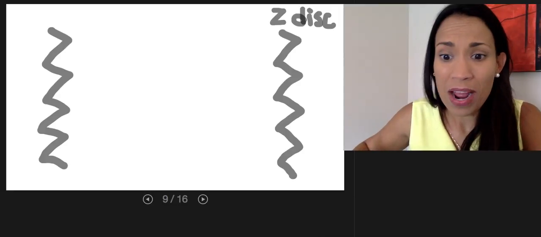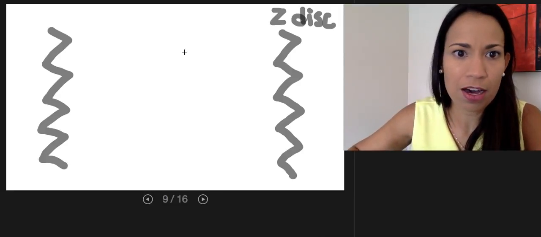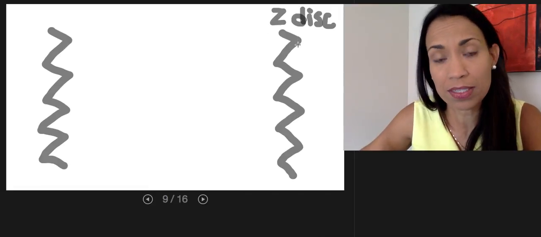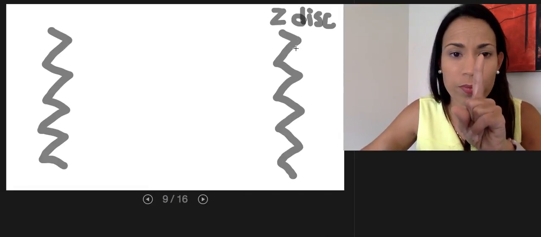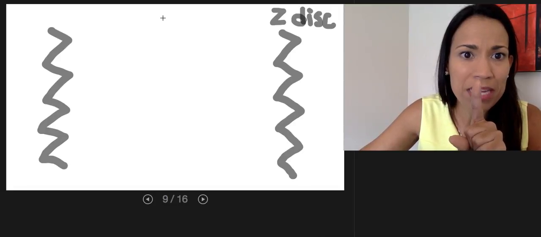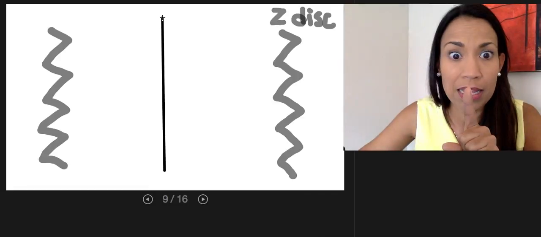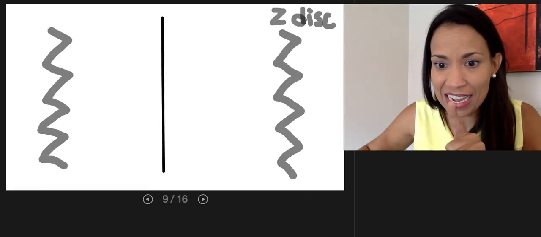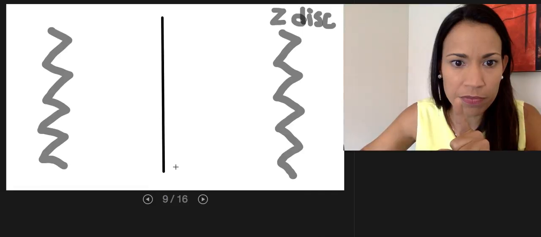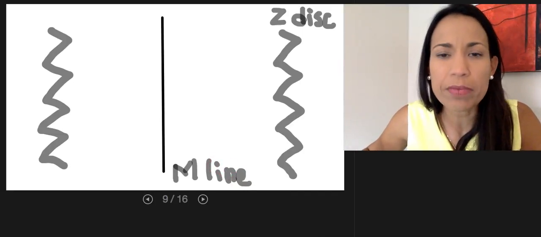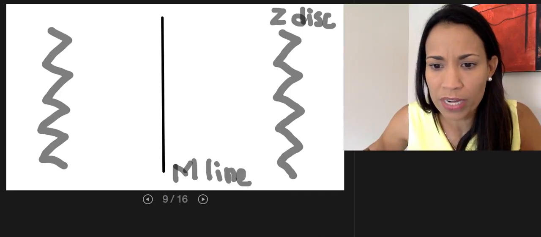Now, right in the midline of the sarcomere, remember, from one Z line to another Z line or Z disc, that's one sarcomere. So right in the middle of that sarcomere, we have a line. And since that line is located right in the middle, what if we call it the M line? M line. Easy.